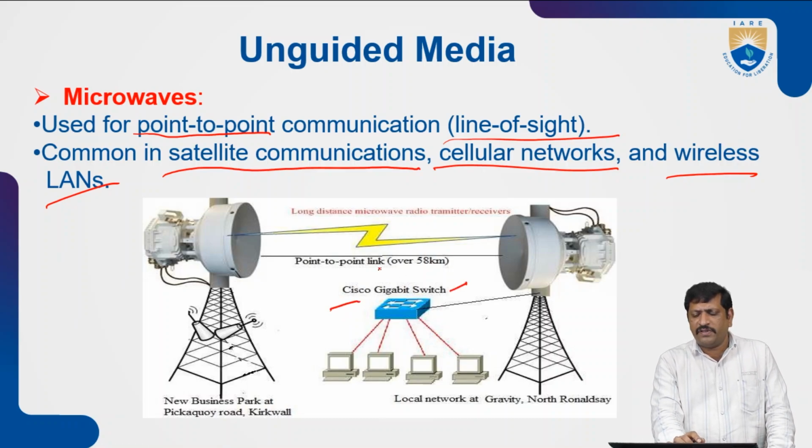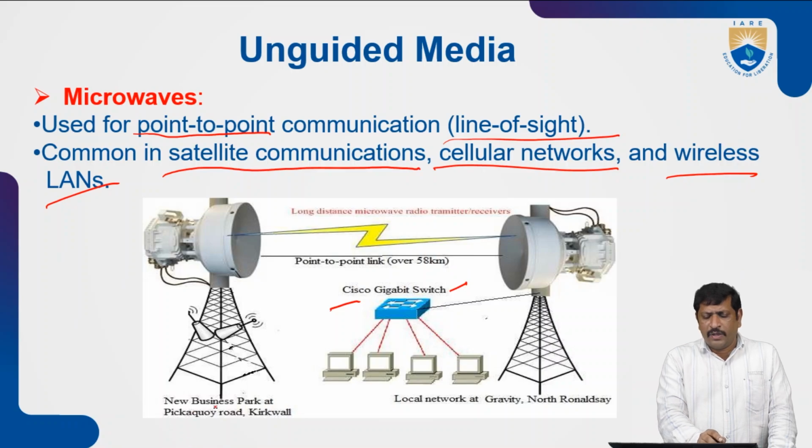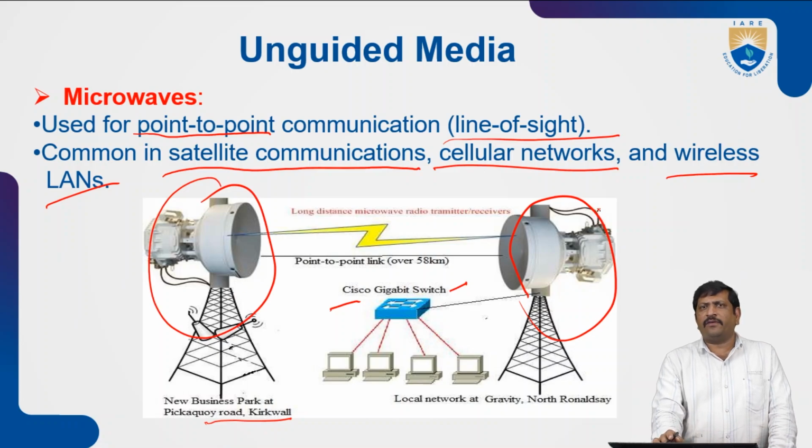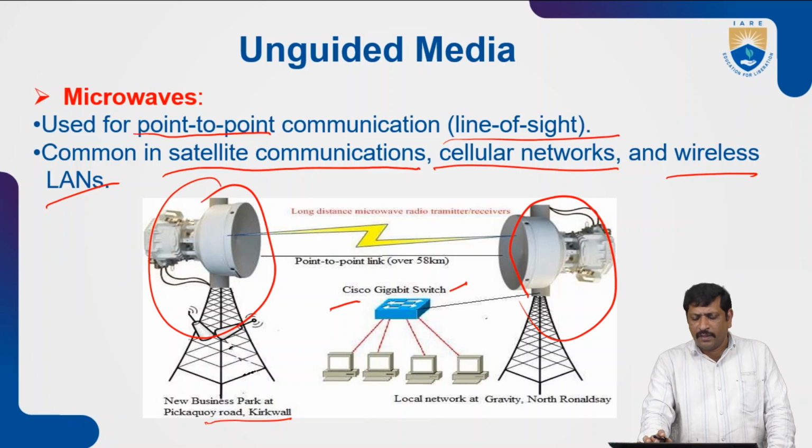Here the microwave signals we transmit cover up to 58 kilometers. This is one point, and this is another end point. Point to point: from one point to another point we transfer the signals.